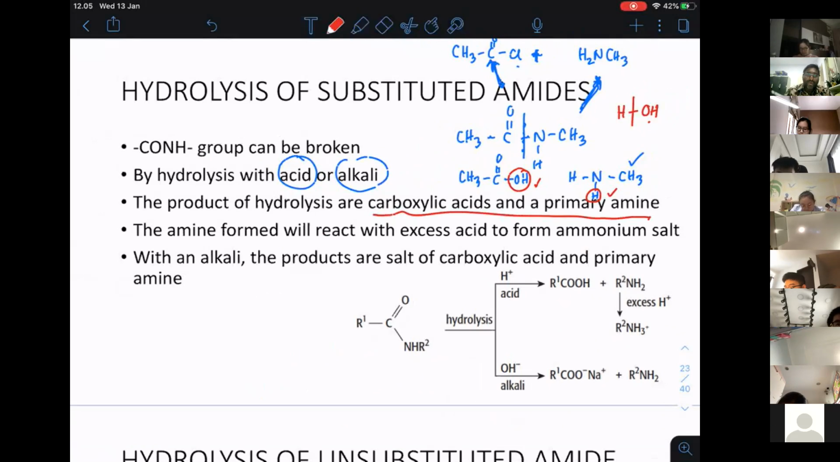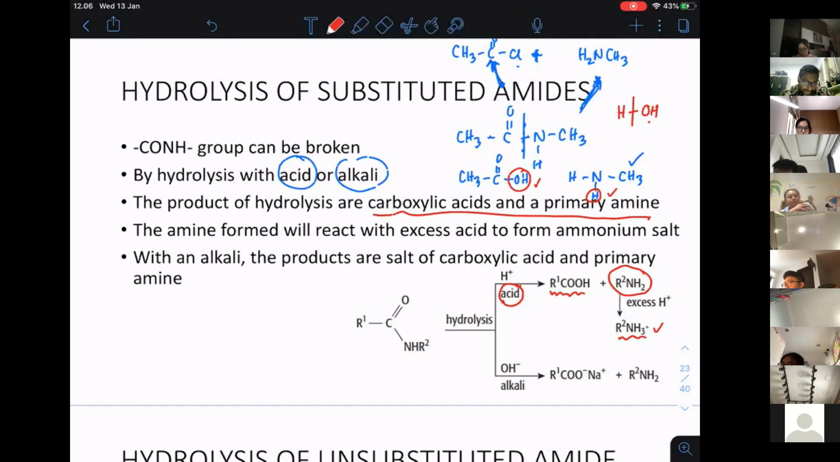Okay, we know amines are bases, so a base will react with acid. So if you are going to use acid hydrolysis, what happens? The amine that you form is going to further react with the H+ to give you the ammonium ion. You are going to get the ammonium salt. The carboxylic acid does not react with acid, so it will stay. But the amine is going to change into the ammonium salt.